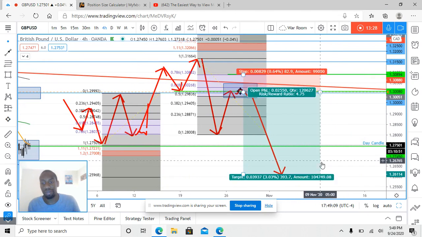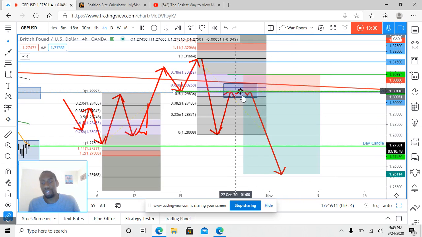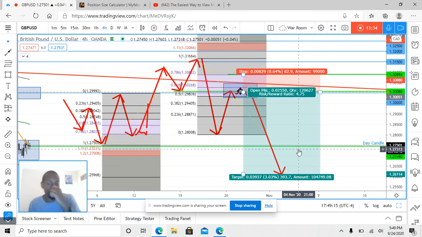Take that trade, bro. What? See the market fizzle out? You would have made like a nice $4,000 right there, if you had like a nice 100K FTMO account or something, man. Come on now. This is the strategy right there.